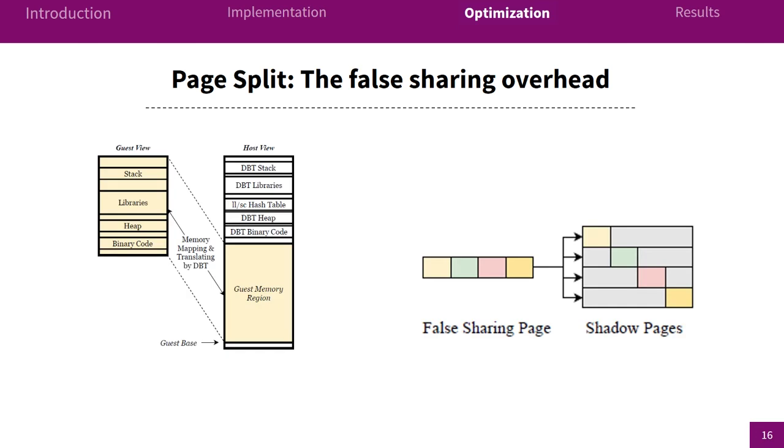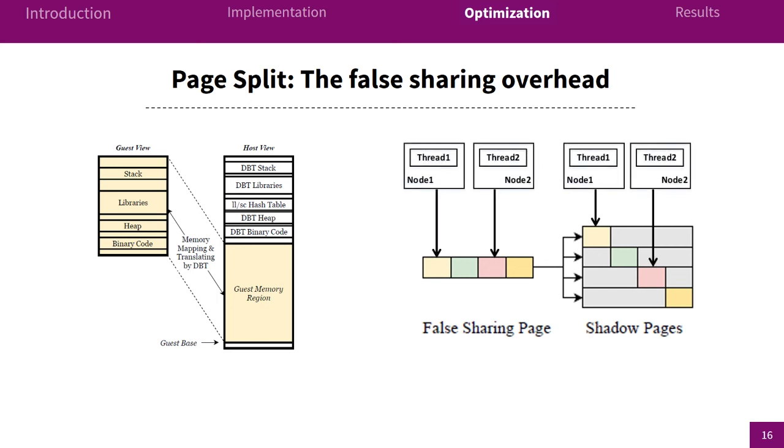On the left side, the figure shows that the DBT translates guest memory addresses into host memory addresses. We want to utilize this to implement a mechanism called page splitting. If different nodes are trying to write to different locations inside one page, there is false sharing.